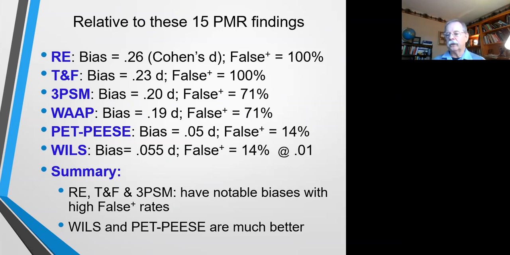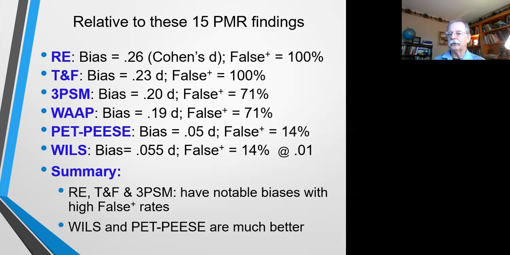And this is also what Carnarvon et al. report. When compared to these replications, random effects is quite biased, 0.26 Cohen's d, with a 100% false positive rate. Trim and fill, really no better. 3PSM, maybe, yes, a little bit better. At least its false positive rate is less than 100%. That's good. Our WAP, by the way, is virtually the same as 3PSM in this application when compared to large-scale replications. Our PET-PEESE is a whole lot better. It has negligible bias, 0.05 is nothing, and a false positive rate of 14%, a whole lot better than 100%.